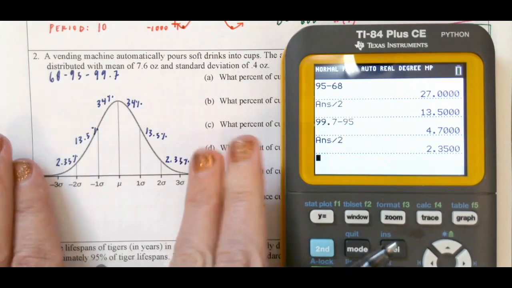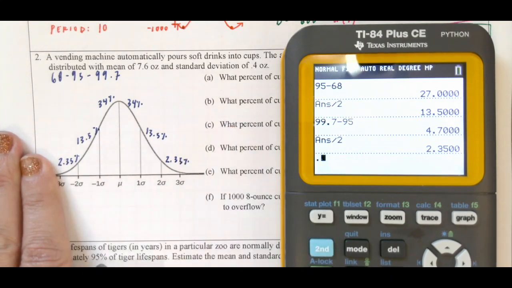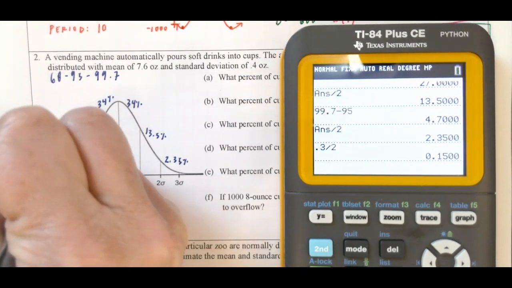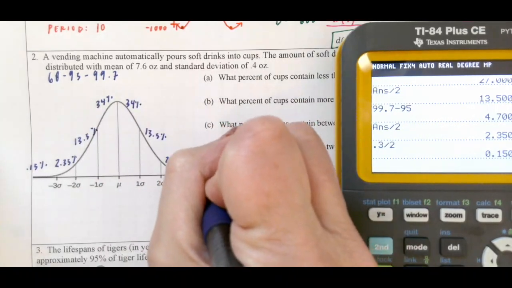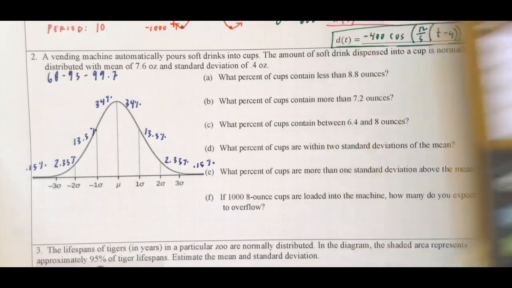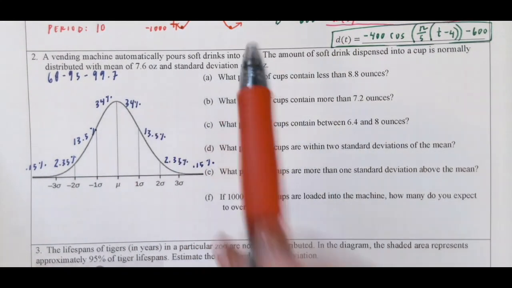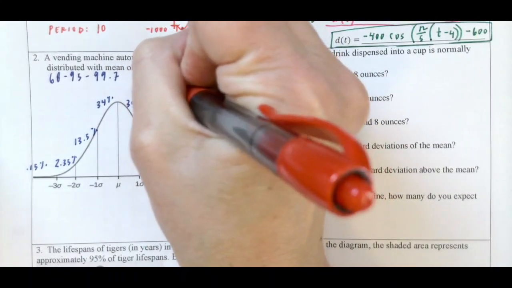Okay, if this is the middle 99.7%, that means I have 0.3% left. And if I split that in half, I get 0.15% here and here. Now remember, we're also told that we have a mean and a standard deviation. So it's normal. Here's the mean.